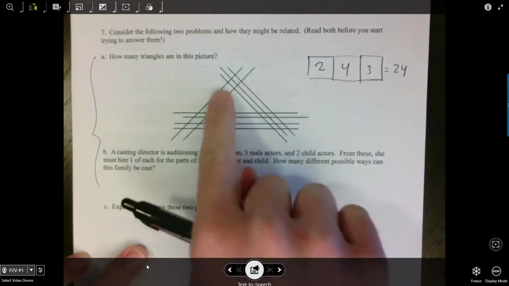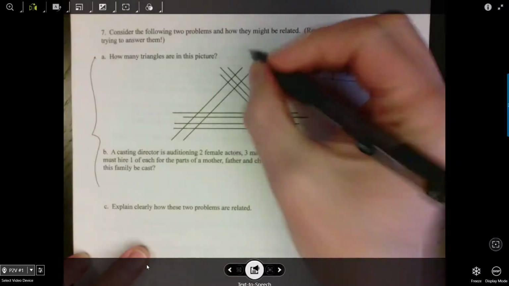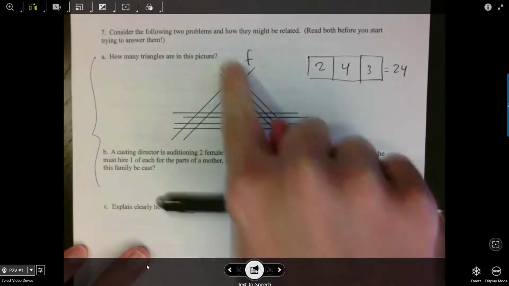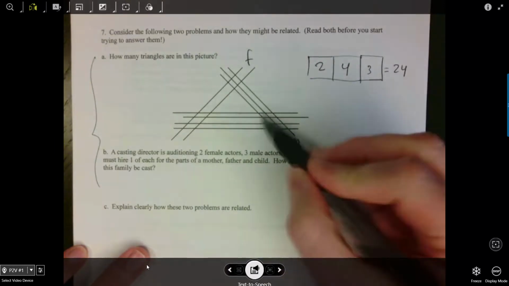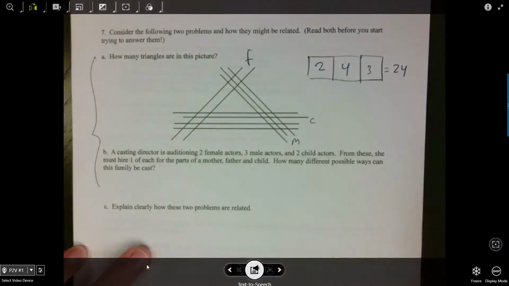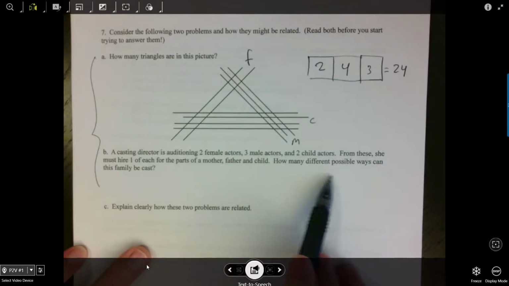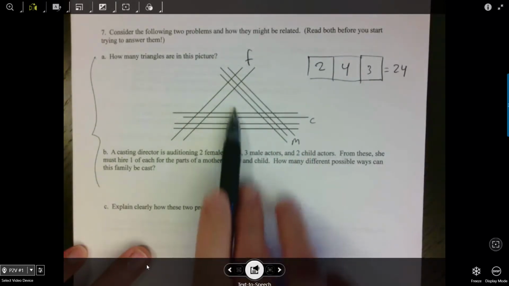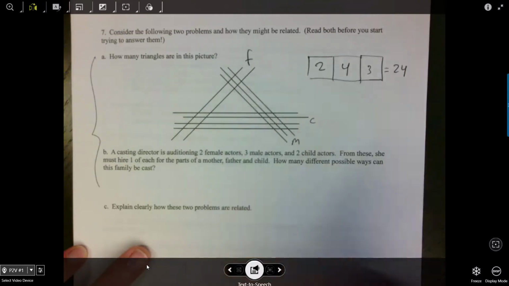Well, what if these 2 lines represent the female actors? And what if these 3 lines here represent the male actors? And what if these 4 lines represent the child actors? If I'm going to cast each of these parts, I need to choose one of the 2 female actors, one of the 4 child actors, and one of the 3 male actors.